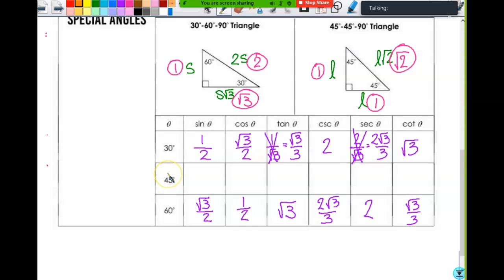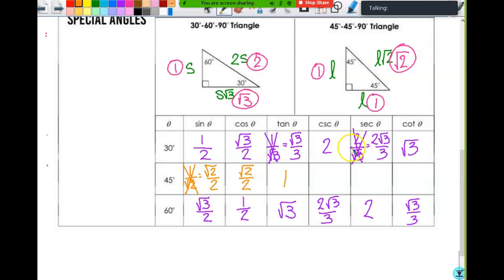Sine of 45. So I'll pick this one. They're both 45. So opposite over hypotenuse is going to be 1 over the square root of 2, which is the square root of 2 over 2. Cosine of 45, adjacent over hypotenuse, that's also 1 over the square root of 2, so that's also square root of 2 over 2. So sine and cosine of 45 are the same number, because the angles are the same, right? Then tangent, opposite over adjacent, that's 1.